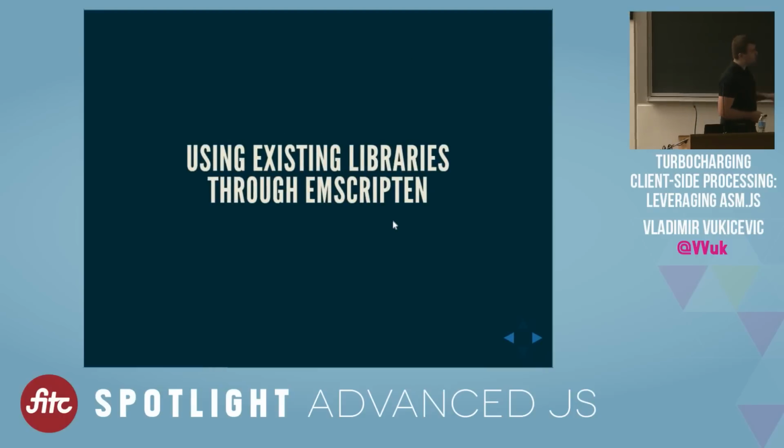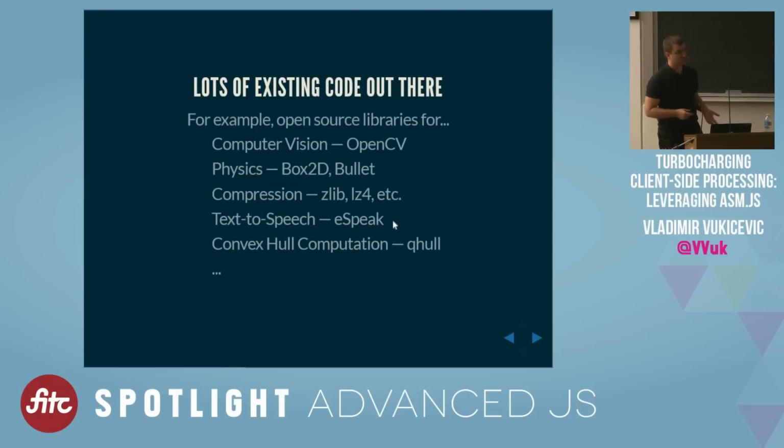So let's talk about how you can use some existing libraries through Emscripten. There are a lot of C and C++ libraries out there, whether open source or closed source. Just in the open source world, here are a couple of examples. There's something called OpenCV for computer vision. This provides, amongst many other things, face recognition and face comparisons, and there's a whole bunch more. This is a toolkit for computer vision.